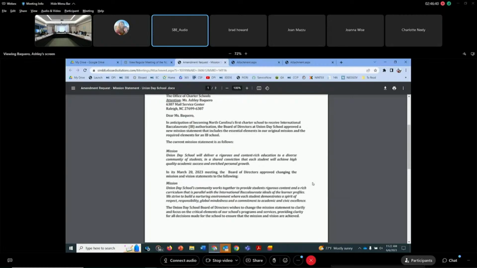They actually wanted us to lay out all of the IB profiles, so all 10 of them, in the mission statement, and we got them to, at some point they had to understand, you're working with us, we're the first charter school in North Carolina to do this. You have to at some point understand there's only so much we can do, and that's kind of where we got to. Is your vision the same?